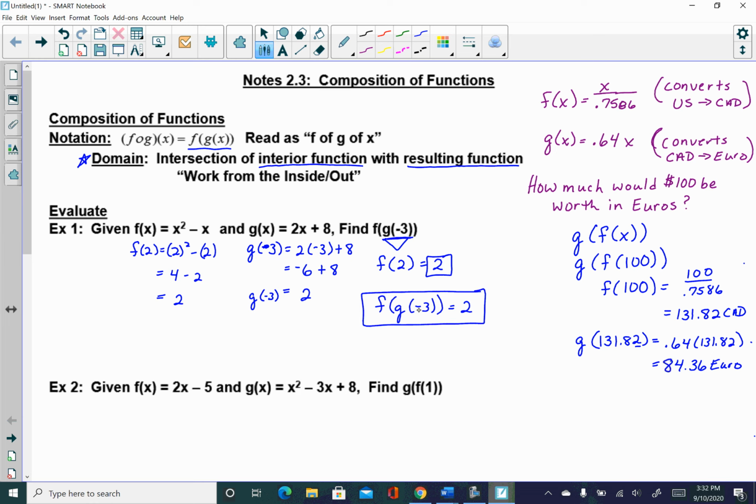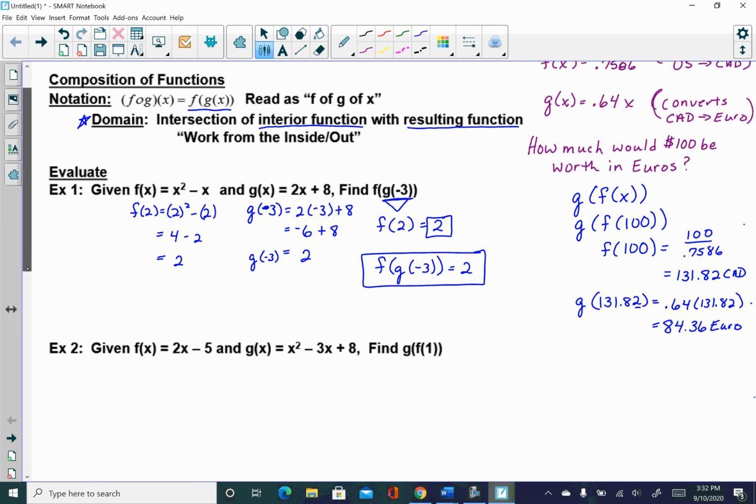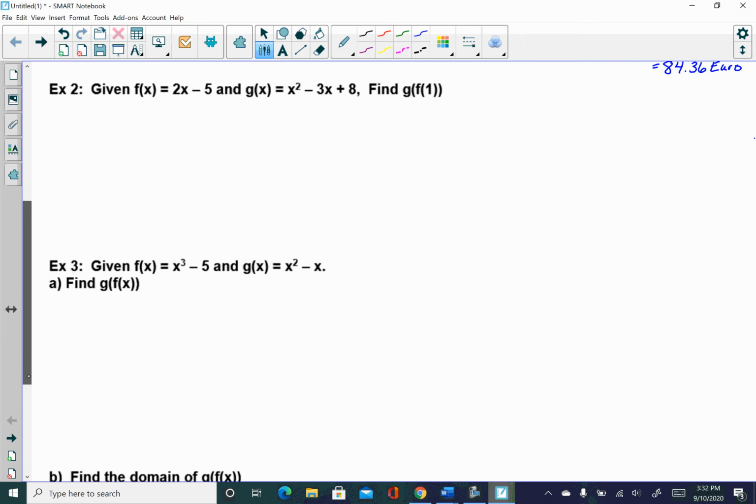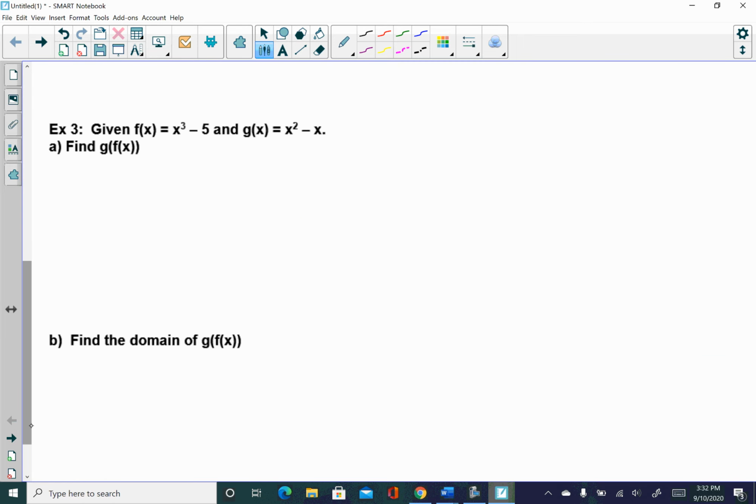Okay, we plug -3 into our g function, got a value of 2, plug 2 into our f function, and got a value of 2 as well. Okay. All right, I'm going to let you pause the video and try example 2. Let's look at example 3.